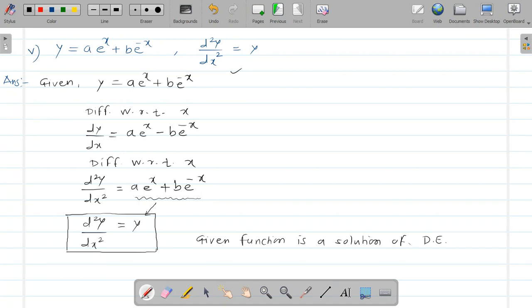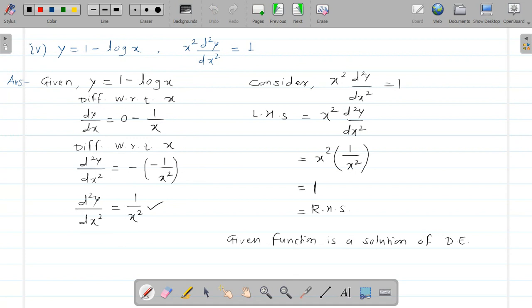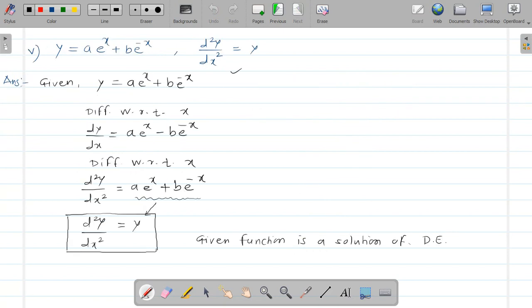Okay, see, in this case we have solved like that. We take the LHS here and put the value of d square y upon dx square, and after putting that value we get the RHS, and hence we say that it is a solution of the given differential equation. Okay, so see how to check whether a given function is a solution of the differential equation. So try to solve this type of question from question number 2 of the exercise.